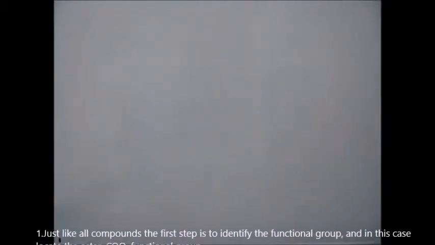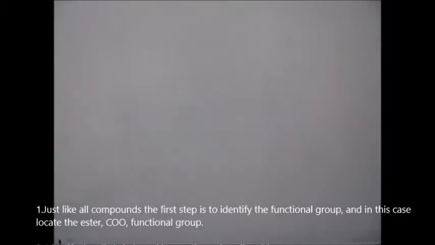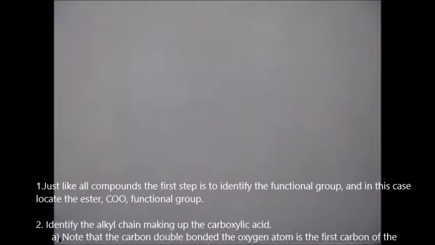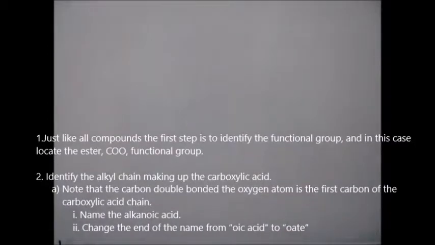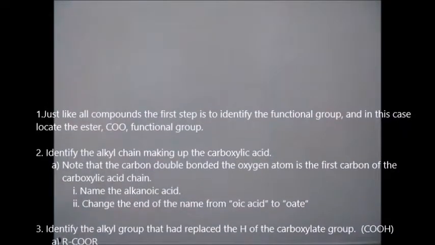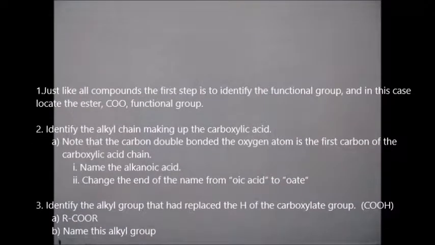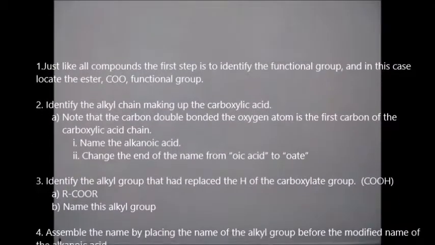So how do you name esters? Just like all compounds, the first step is to identify the functional group, and in this case, locate the ester, the COO functional group. Two, identify the alkyl chain making up the carboxylic acid. Note that the carbon double bonded to the oxygen atom is the first carbon of the carboxylic acid chain.